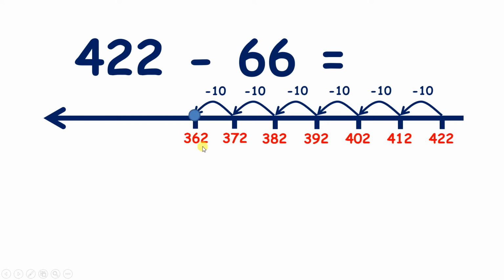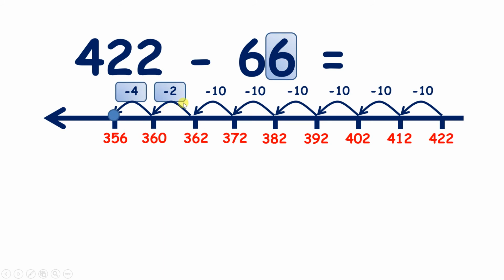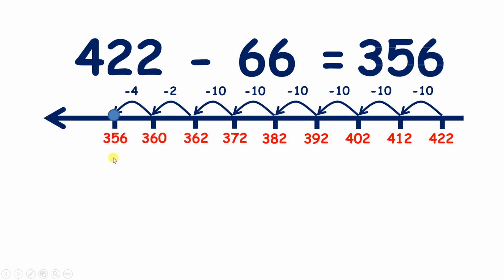Well, if we subtract 2, that takes us to 360, but we want to subtract 6, so how many more units do we need to subtract? We need to subtract 4 more, and that gives us 356. So we subtracted 2, then subtracted 4, and that means we subtracted 6 altogether, and gives us our answer of 356.